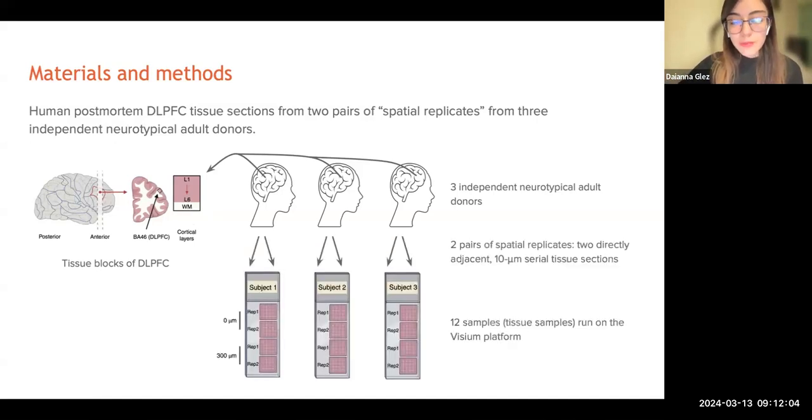Taking these tissue blocks, two pairs of spatial replicates were obtained per donor. There was a first pair of tissue sections of 10 micrometers, and those were two sections. And apart from that, another pair of two sections of 10 micrometers. So in total, there were four replicates. You can think of these replicates as tissue samples, totaling 12 samples that were run on the Bayesian platform.